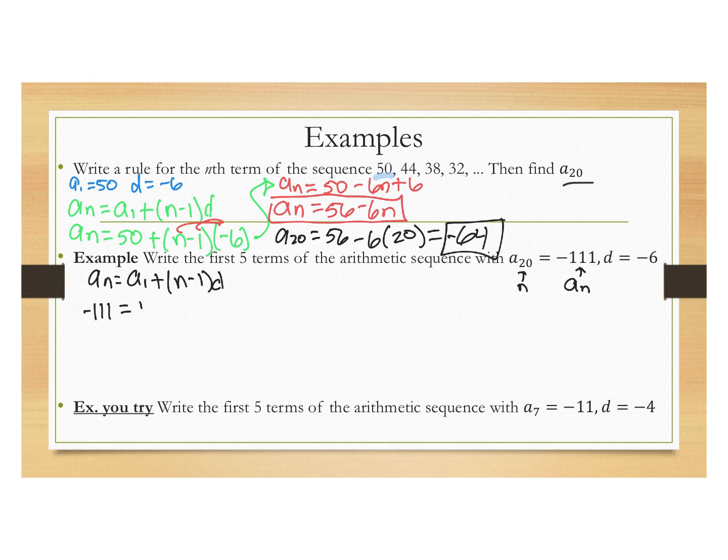Negative 111 equals a1 plus 20 minus 1 times the common difference, negative 6. Okay, so negative 111 equals a1 plus 19 times negative 6, which is, I believe, negative 114. And then to solve for a1, you would add 114 to both sides and you do get a1 equals 3. So that's the first step.